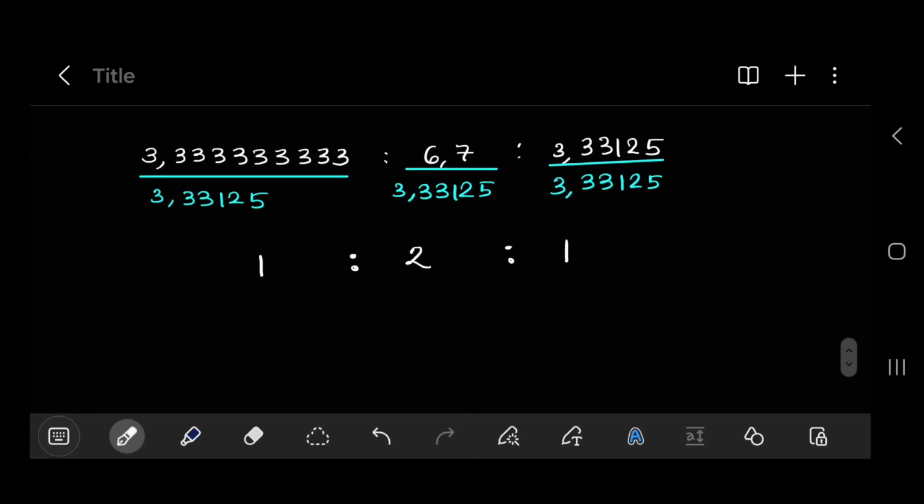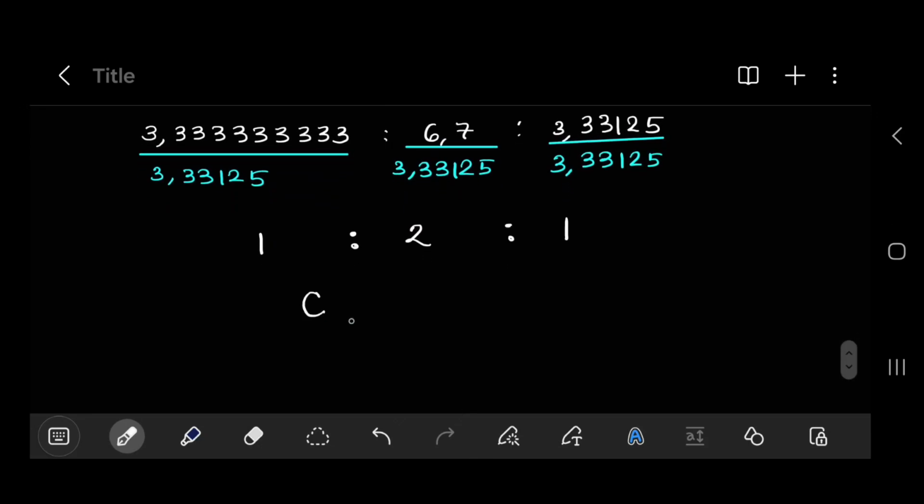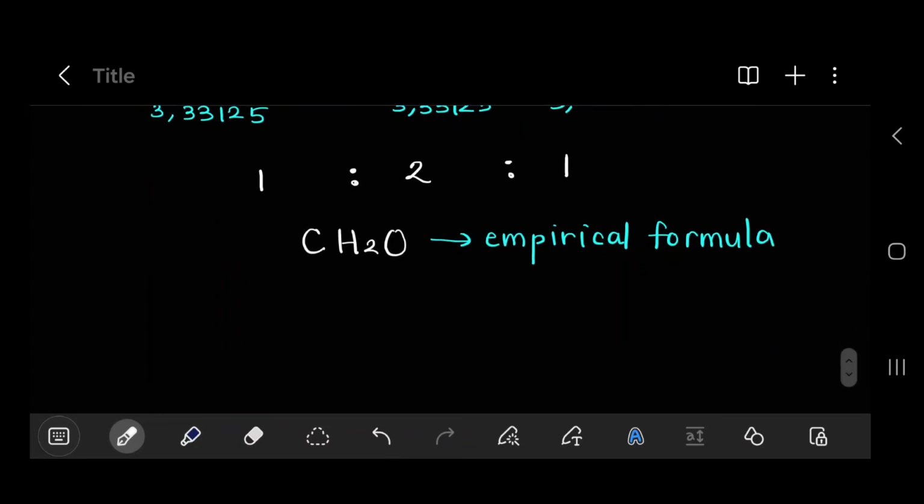Now, this gives you the empirical formula, which is going to be CH2O. But they asked you to get the molecular formula. So it's always your first step, right? When you ask to get molecular formula, you have to get empirical formula first.